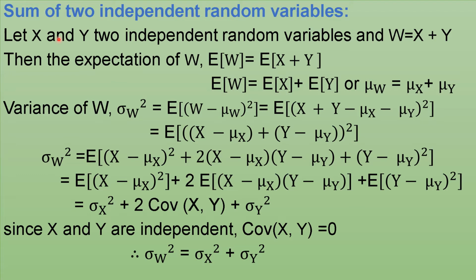Next we'll see something about the sum of two independent random variables. We have seen a single random variable, we have seen bivariate random variables. Now we'll see the sum of two independent random variables. Let X and Y be two independent random variables and W be equal to their sum, X plus Y.